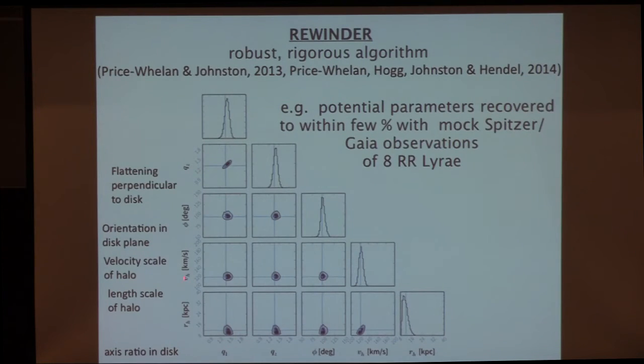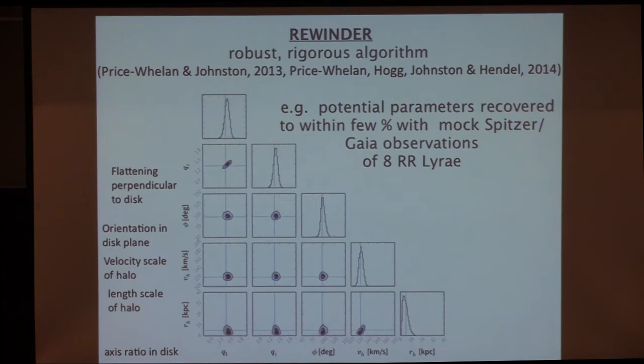So we have the parameters of our test halo potential. This is the scale of the potential. This is the velocity scale of the potential. This is the angular orientation. It was a triaxial potential, so this is the angular orientation of the major axis, and these are the axis ratios.